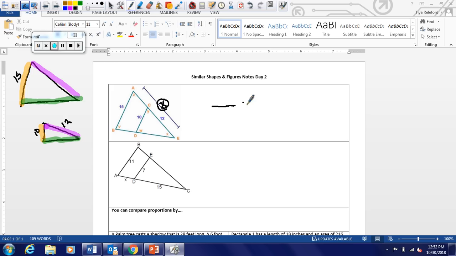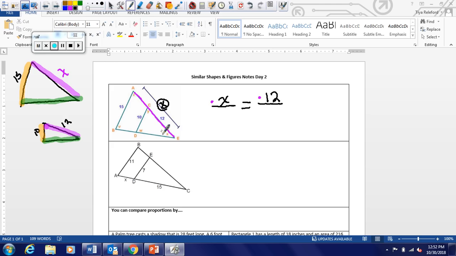Let's set up our proportions. So if we're looking for X, that's where I like to start. And X is this big long side all the way from here to here. And it's purple. What side corresponds to X? The other purple side, 12, right?